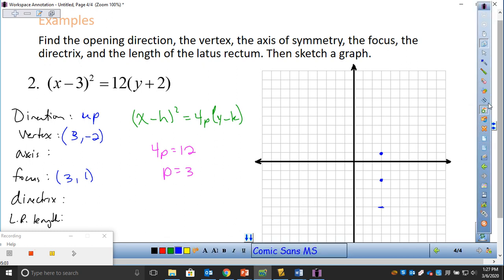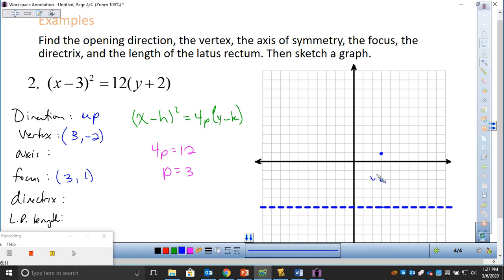So here's our directrix right there. Here's our vertex. Here's our focus. I'm not too concerned about the width or anything. There's what the parabola would look like. So the equation of this directrix is, 1, 2, 3, 4, 5, y equals -5. The latus rectum length, again from yesterday, is going to be 4 times p. 4 times 3 is 12.